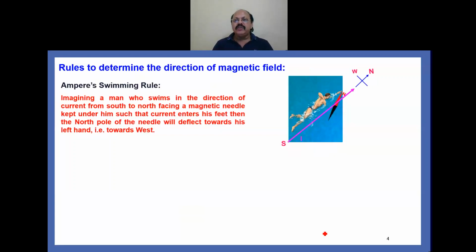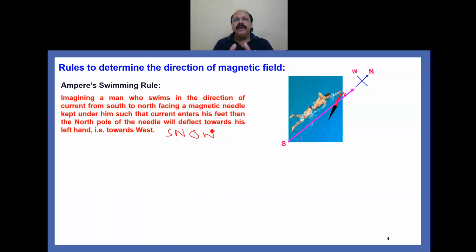So the deflection is towards the left hand of the swimmer. And in terms of direction, it is towards west. So you can recollect a word. We can write here, that word is SNOW, and its meaning is that if current is flowing from south to north, then the deflection of the magnetic needle is towards west.